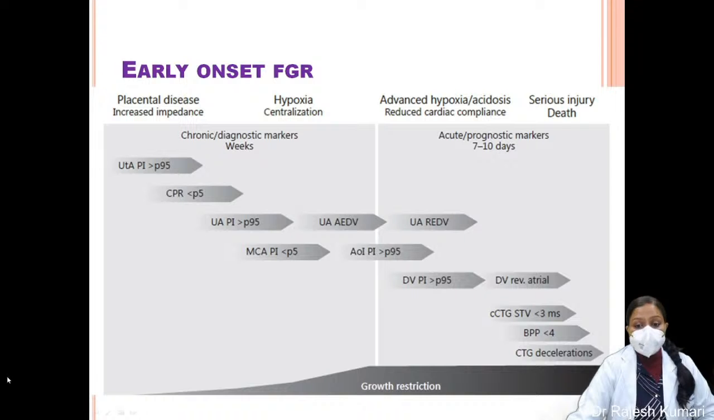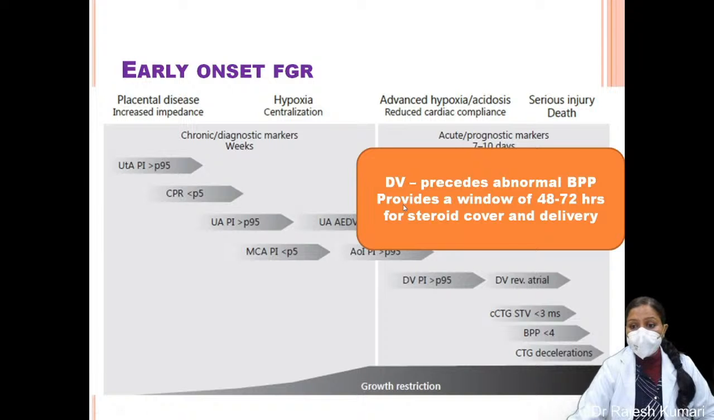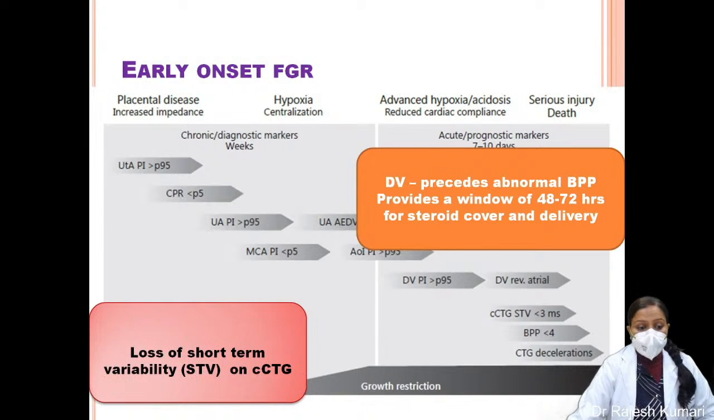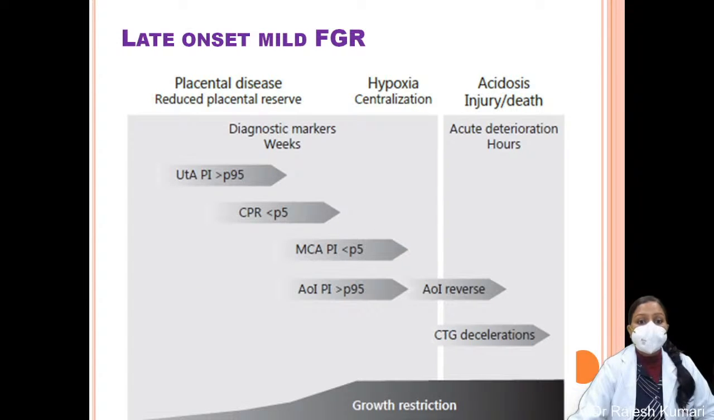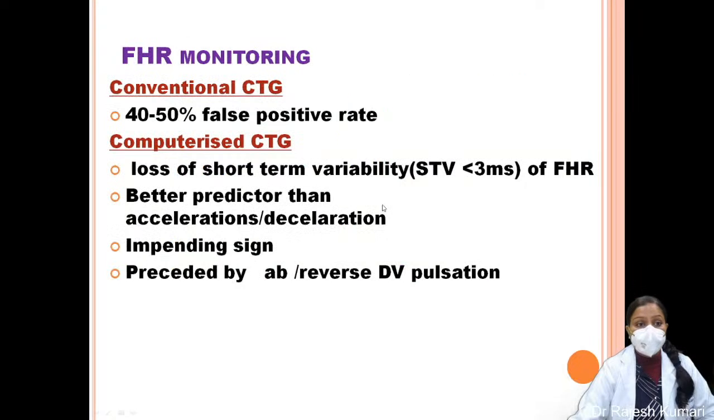So in early onset FGR, there is placental disease and increased impedance, hypoxia, centralization. Advanced hypoxia and acidosis lead to reduced cardiac compliance, and serious injuries lead to death. So loss of short-term variability on CTG. Late onset mild FGR: placental disease, reduced placental reserve, hypoxia, centralization, acidosis, injury lead to death.